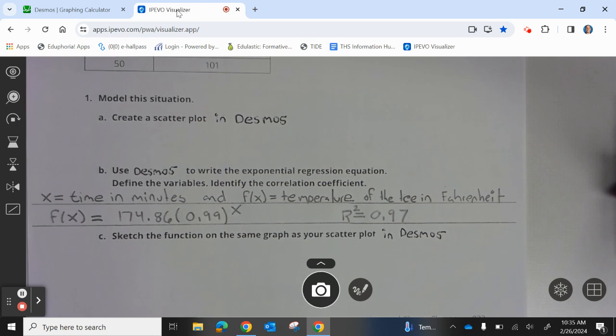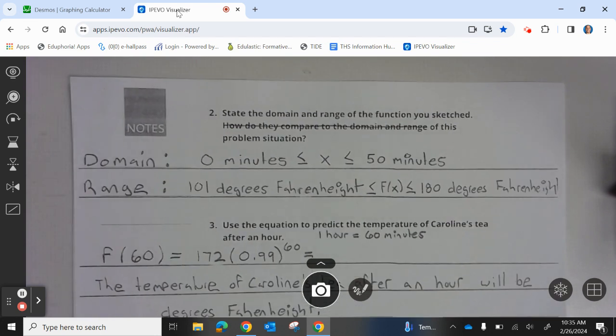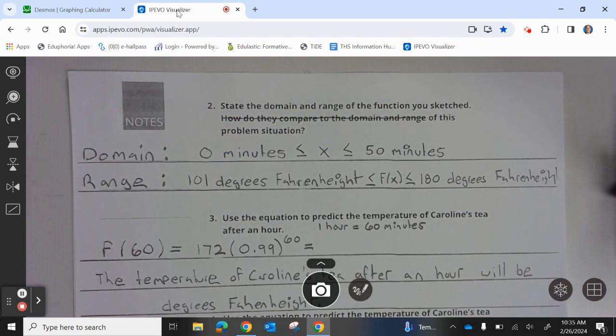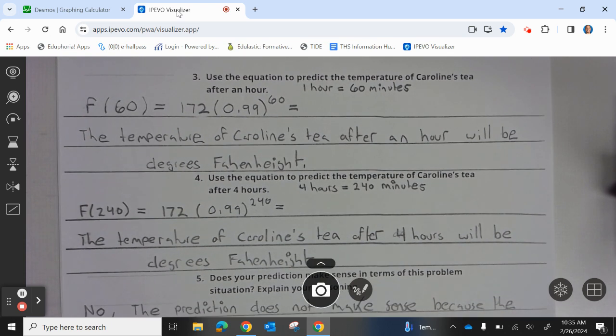Let's take a look at the next page. 2. State the domain and range of the function you sketched of this problem situation. Domain is 0 minutes to 50 minutes. Range is 101 degrees Fahrenheit to 180 degrees Fahrenheit. 3. Use the equation to predict the temperature of Caroline's tea after an hour. All right, so let's go ahead and do that.